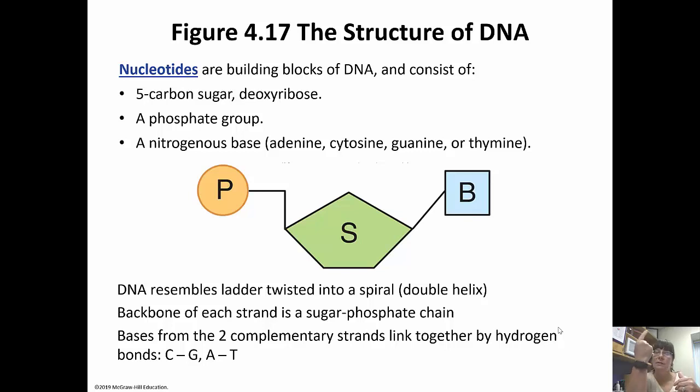And then it spirals up in a double helix. The bases form 2 complementary strands, and they're linked together by hydrogen bonds. Remember, hydrogen bonds are those weak bonds between molecules, but they're strong enough to hold the DNA together and weak enough to let us open it up to get to a gene that we might need. The base pairing is C to G and A to T, so adenine binds with thymine and cytosine binds with guanine.